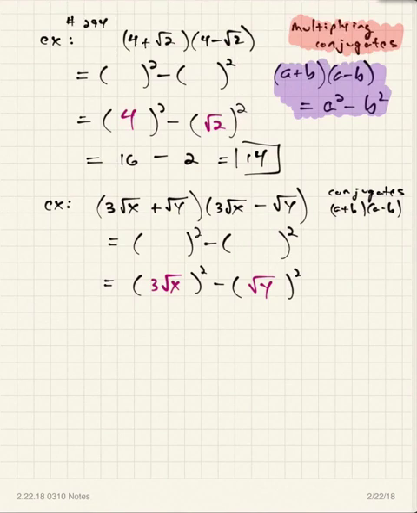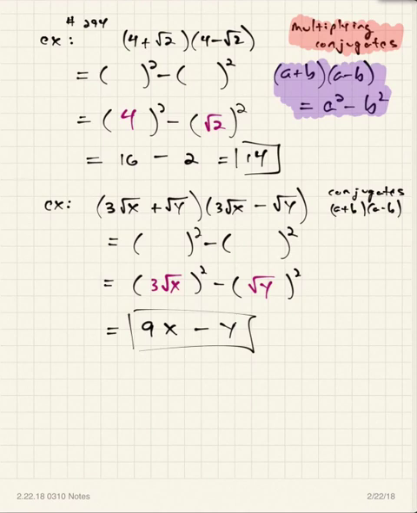And so 3 squared is 9. The square root of x squared is x. And then the square root of y squared is y. And so you end up with 9x minus y to be the final expression when you multiply those together.